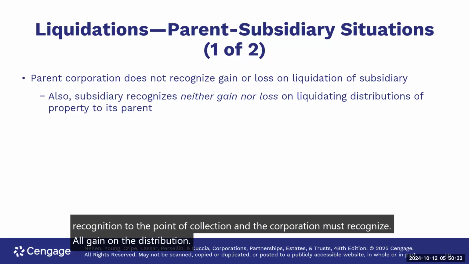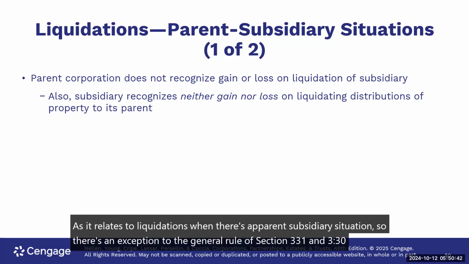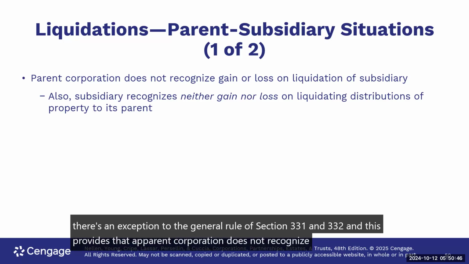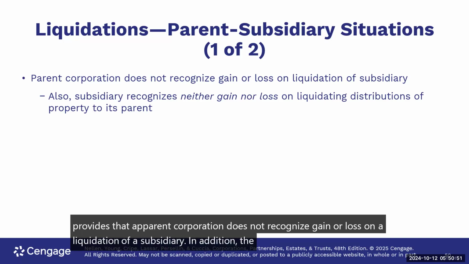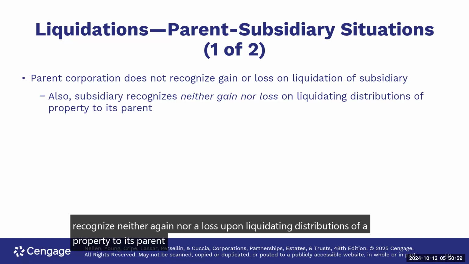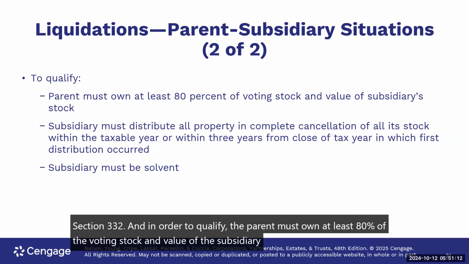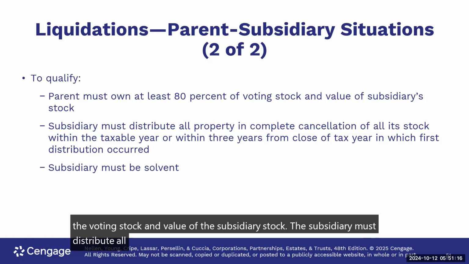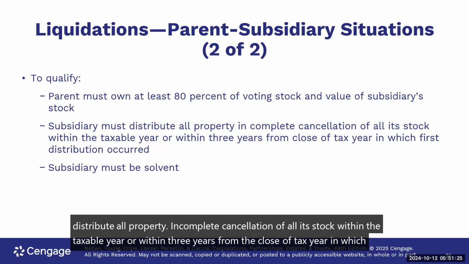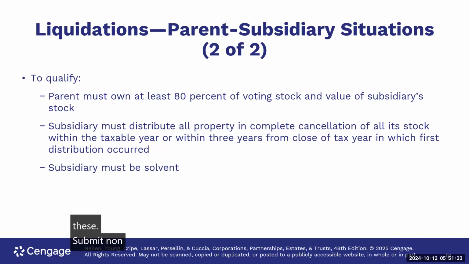As it relates to liquidations when there's a parent-subsidiary situation, there's an exception to the general rule of Section 331, Section 332, and this provides that a parent corporation does not recognize gain or loss on a liquidation of a subsidiary. In addition, the subsidiary corporation would recognize neither a gain nor a loss upon liquidating distributions of property to its parent. And there's 3 requirements for applying Section 332. In order to qualify, the parent must own at least 80% of the voting stock and value of the subsidiary stock. The subsidiary must distribute all property in complete cancellation of all its stock within the taxable year or within 3 years from the close of the tax year in which the first distribution occurred. In addition, the subsidiary must be solvent. So if these requirements are met, non-recognition of gains or losses is mandatory.